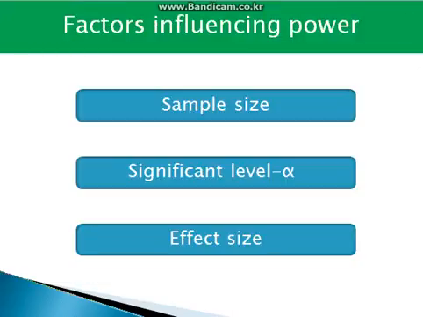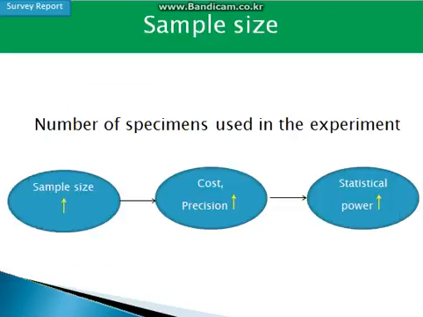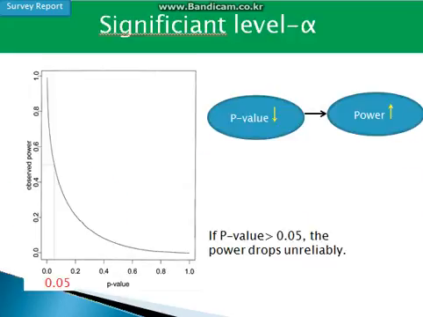The factors influencing the power are sample size, significance level, and effect size. I want to explain them properly. First, sample size is the total number of samples used in the experiment. If the sample size is large, the accuracy and statistical power of the experiment will increase, but the cost of the experiment will also increase. So it is important to obtain an appropriate sample size at minimal cost.